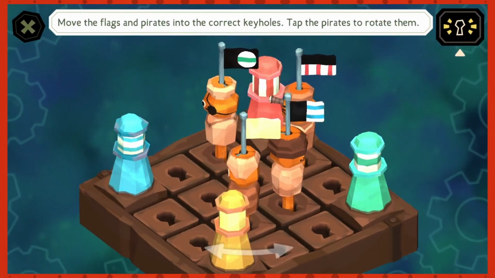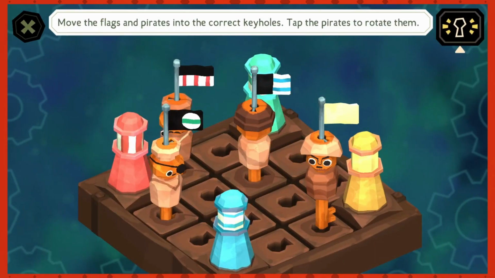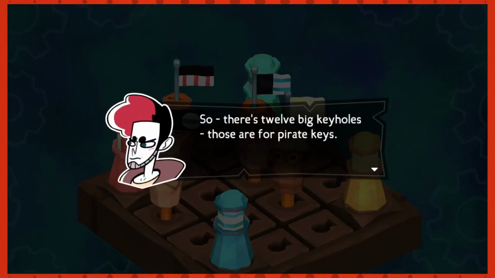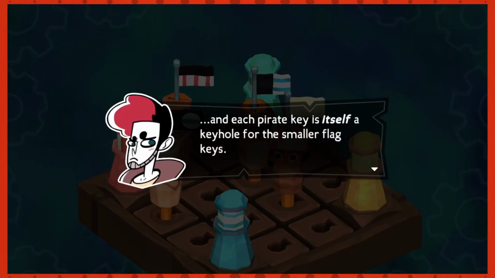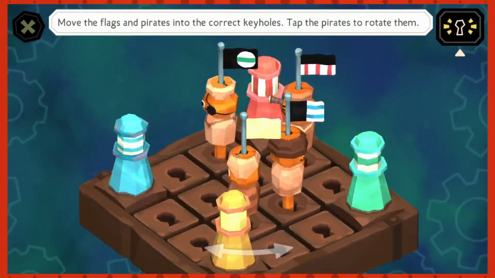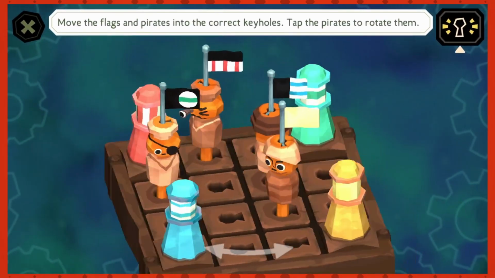Theoretically... Wait, can I move the pirate? I can move the pirates. Okay. So, there's 12 big keyholes. Those are for pirate keys. And each pirate key is itself a keyhole for the smaller flag keys. I noticed the pirates can rotate, too. They can. But what am I trying to do here?